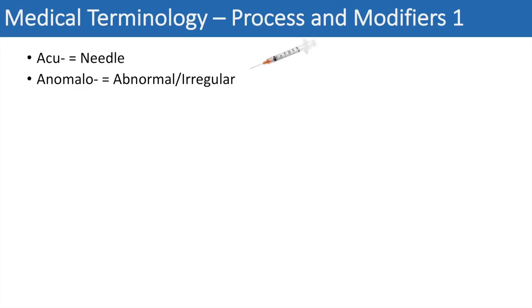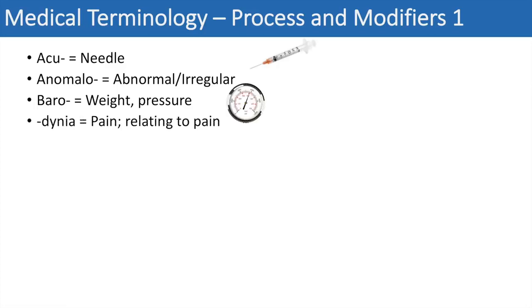The next one is anomalo. You can think of abnormal or irregular. You can think of anomaly or anomalous. Another prefix is baro. This simply means weight or pressure. You can think of a barometer, something that measures pressure.